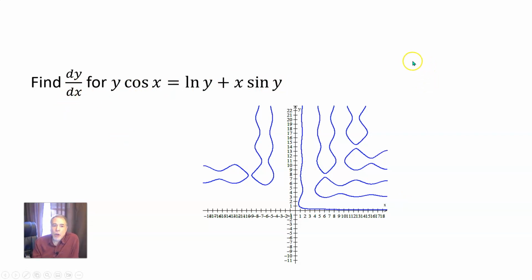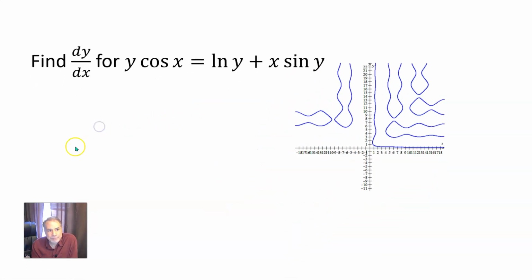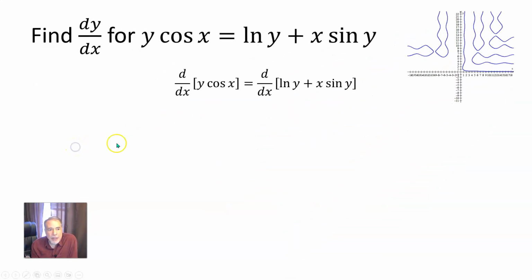So, as always, we are not going to worry about trying to solve this equation for y. That would be a monster. But we are going to leave the equation the way it is and differentiate both sides with respect to x. So on the left, we have the derivative with respect to x of y times the cosine of x equals, on the right, the derivative with respect to x of ln y plus x sine y.